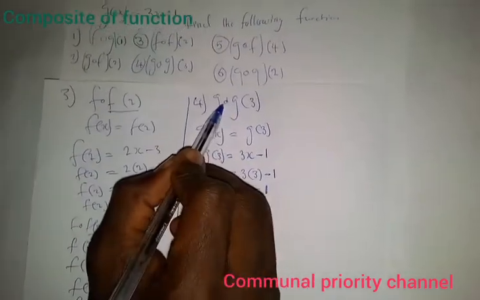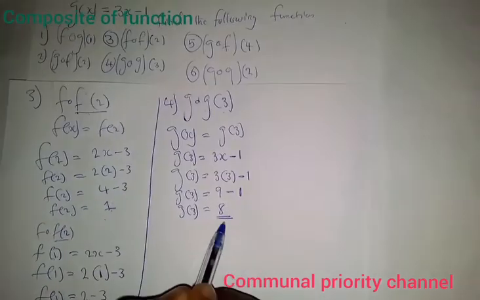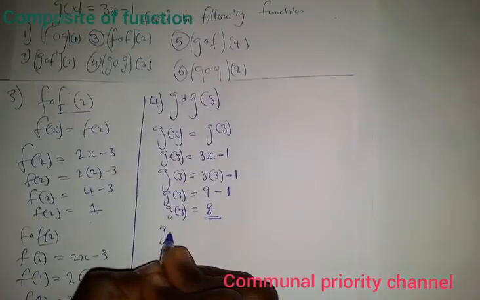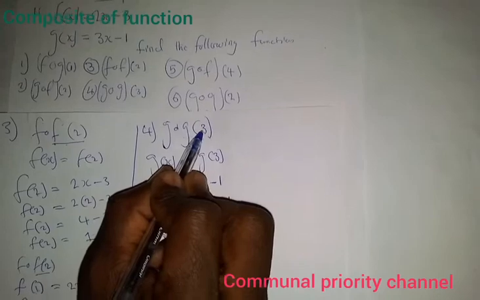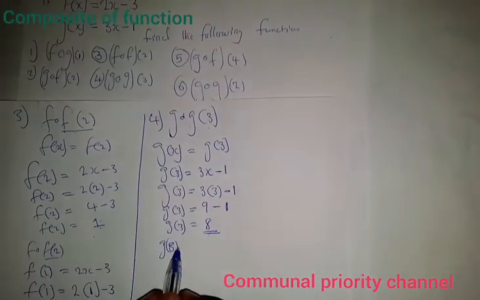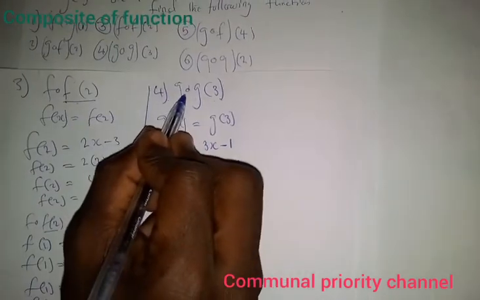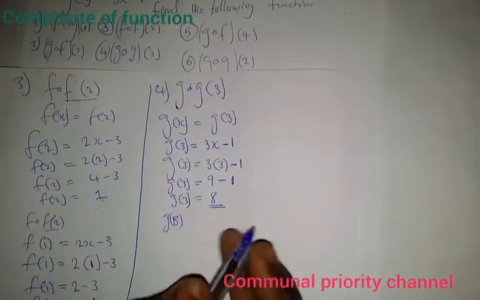So, they say we should find the g of g of 3. Since we know our g of 3 now is 8, we are substituting the 8 for this g of 3. Therefore, this will be g of 8. Since this g of 3 is already 8, we are replacing this g of 3 with this 8. Instead of saying g of g of 3, we will say g of 8 directly.